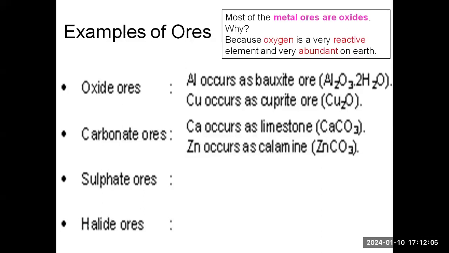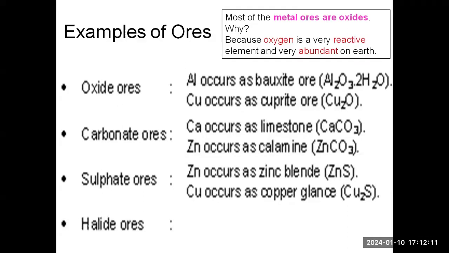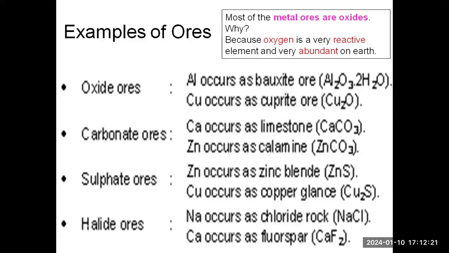Zinc is available in calamine form, that is zinc carbonate. We have zinc blende also, which is zinc sulfide. Copper is copper glance, copper sulfide. Sodium is available as rock salt, sodium chloride. And finally, we have fluorspar, which is calcium fluoride. So here, one example of each ore you need to remember, because as I told you, it is a 1 mark question.